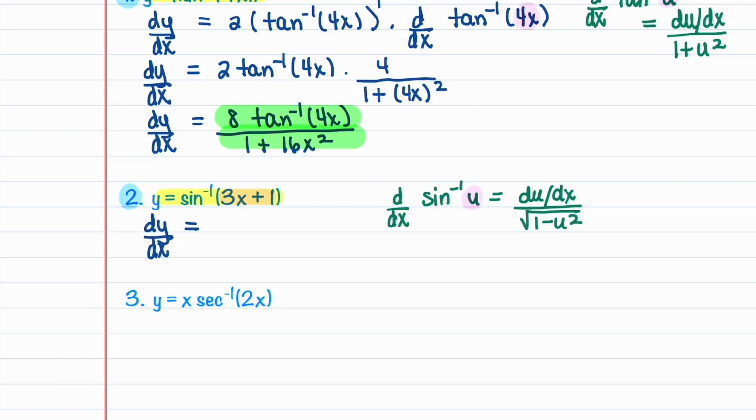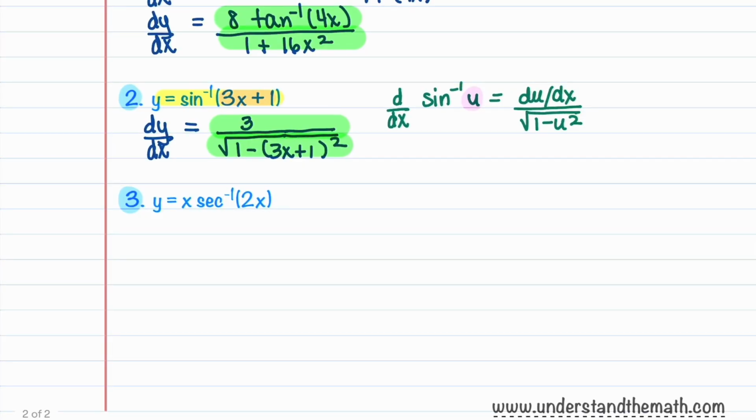So our derivative dy/dx is equal to the derivative of u. This is u, 3x plus 1. So the derivative of 3x plus 1 is just 3. That goes on the top. And then in the denominator, we have the square root of 1 minus the quantity 3x plus 1 squared. We could multiply out our denominator, but it's standard to just leave it in that form. And we'll highlight this because that is our final answer. Let's now look at our third example.